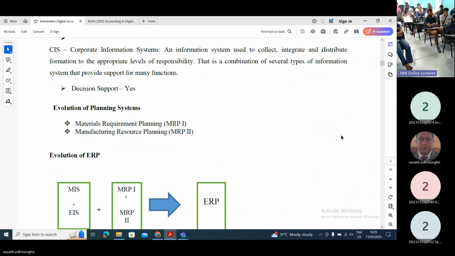Now, there are two planning systems, MRP1 and MRP2. MRP1 stands for material requirement plan. Does anyone have experience with material requirement planning in your organization, in your company?